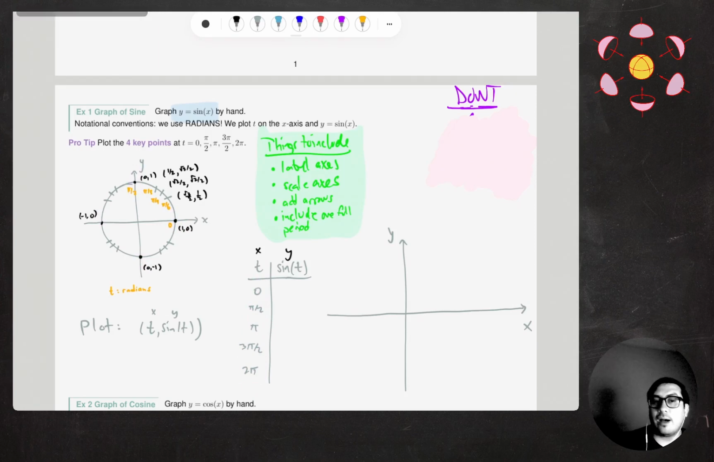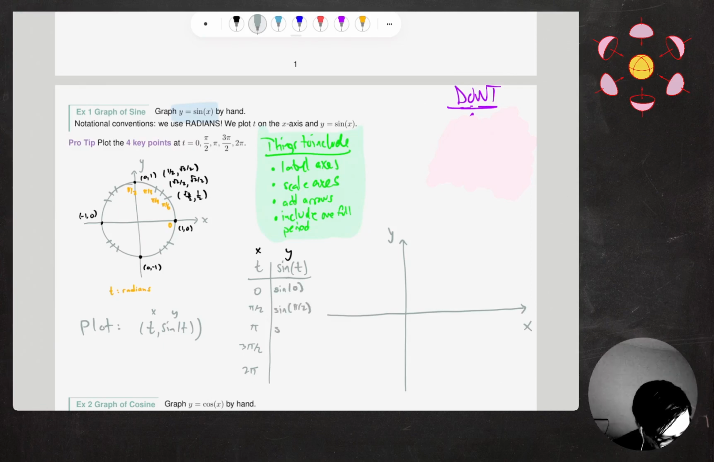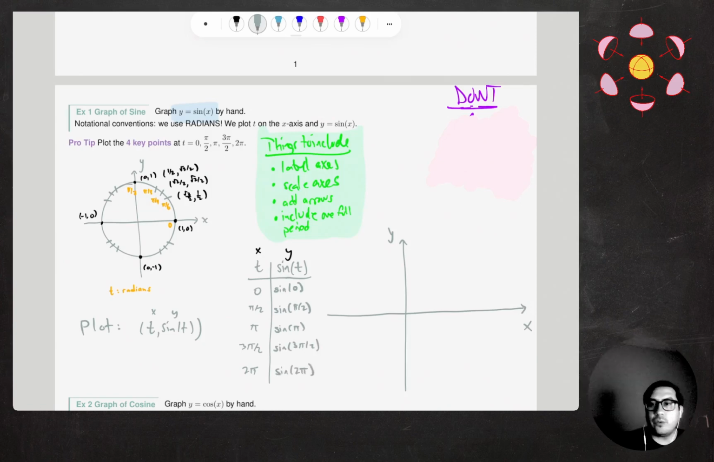Okay, now for the y, let's evaluate sine at these values. So we want to evaluate sine at 0, sine at pi over 2, sine at pi, sine at 3 pi over 2, and sine at 2 pi. Since we did two big lessons on how to evaluate on the unit circle and also how to evaluate the sine functions, let's just go through it step by step.